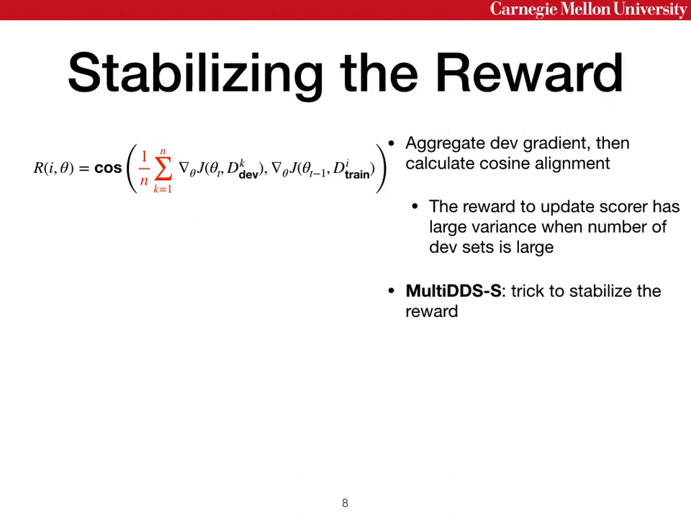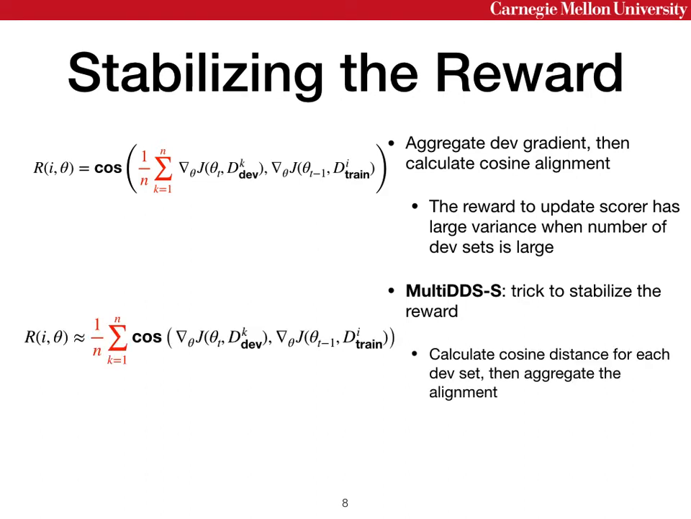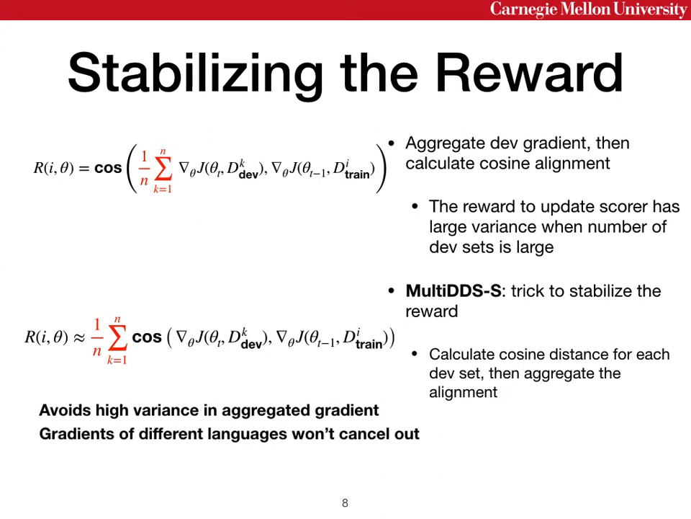To remedy this problem, we propose a stepwise version of MultiDDS, where instead of aggregating the dev gradient first and then calculating the cosine alignment, we first calculate the cosine alignment for each of the dev sets, and then aggregate the alignment. This allows us to avoid high variance in the aggregated dev gradient, and it can potentially help us avoid the problem where the gradients of different languages cancel out during aggregation.